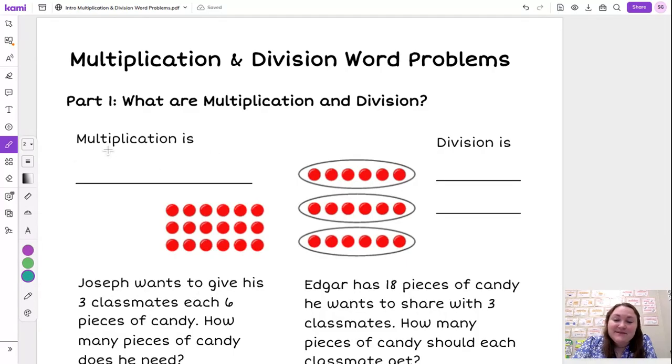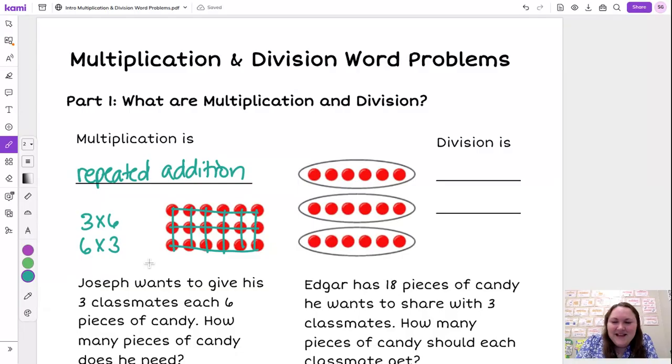Our definition for multiplication is that it is repeated addition. So thinking about this picture below with the red circles, we learned that instead of adding 6 plus 6 plus 6, or instead of adding 3 plus 3 plus 3 plus 3 plus 3 plus 3, you could instead just do 3 times 6, or 6 times 3, the same idea. And so in stories, if you're seeing something where you would be adding the same number again and again and again, that would be a multiplication story.